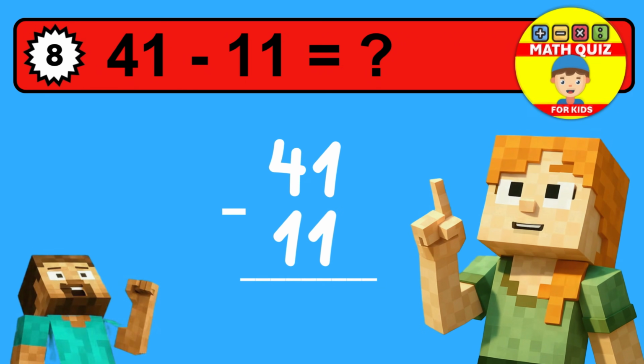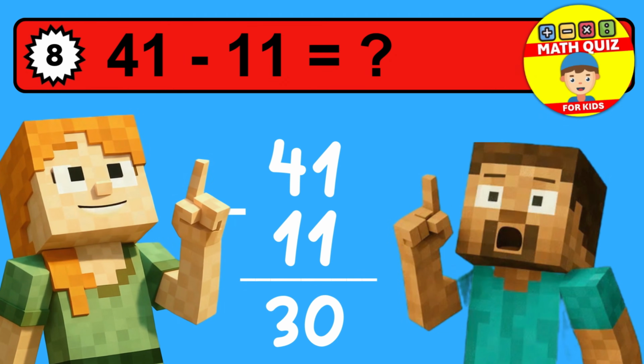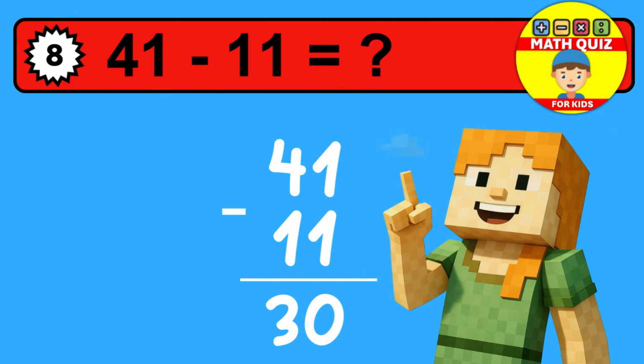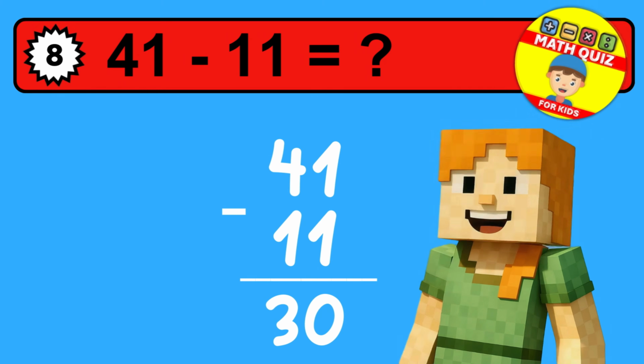Let's solve this step by step. We start with the units. 1 minus 1 is 0. Then we go to the tens. 4 minus 1 is 3. The final answer is 30.